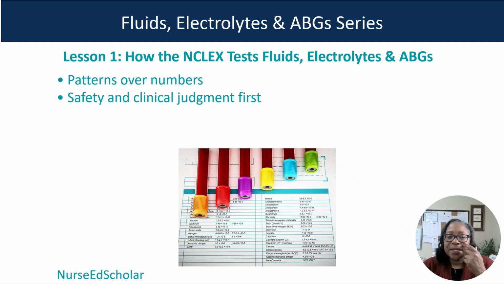In this series, I'm going to stop treating fluid, electrolytes, and ABGs as numbers. Instead, you're going to learn how the NCLEX actually uses them, as clues. And you're like, what do you mean by clues? Clues that tell you who's stable, who's compensating, and who is about to crash.